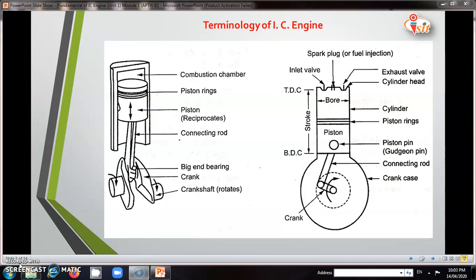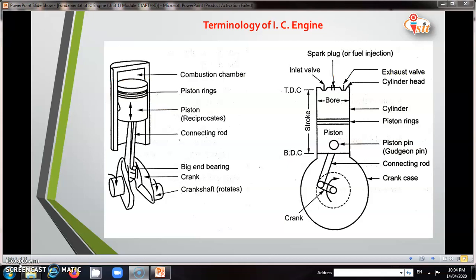The second important component is the piston. It is the main active part of the engine. The main function of the piston is to compress the fresh charge during the compression stroke. The material used to manufacture the piston is aluminum alloy. The third component is the combustion chamber. The space enclosed in the upper part of the cylinder is the combustion chamber. The material used is cast iron.